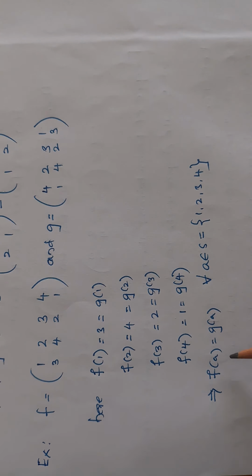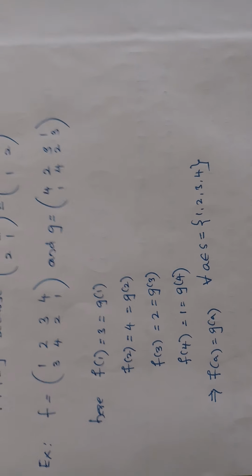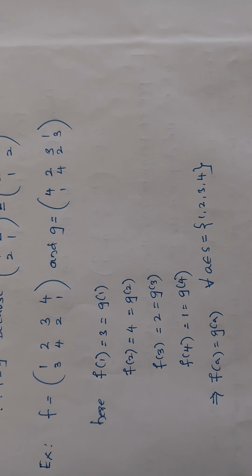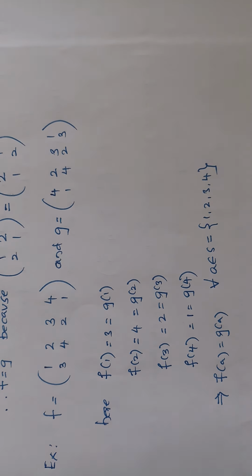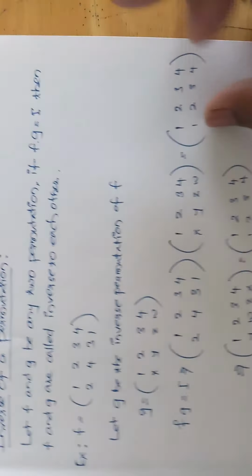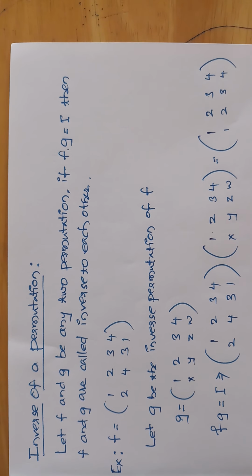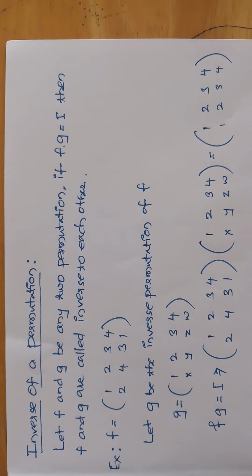So therefore f of a is equal to z of a for all a belongs to S, that is 1, 2, 3, 4. Okay. So this is equality of permutations. So next we consider the inverse permutation.